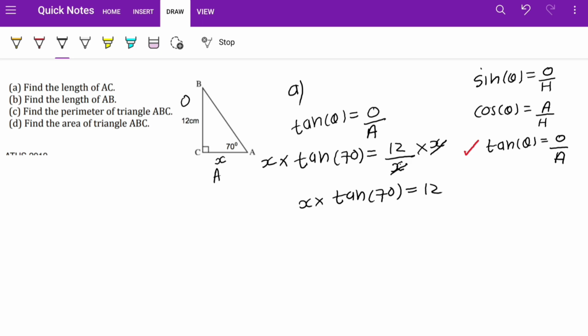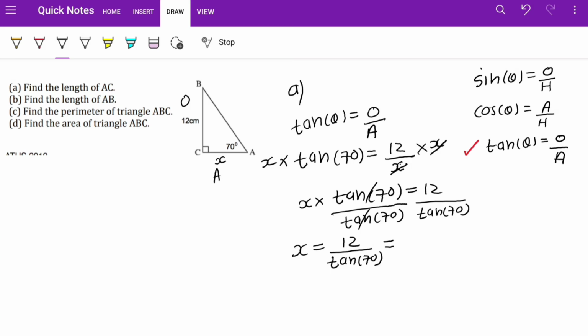Now we divide both sides by tan 70. So this cancels out, so we get x equals 12 over tan 70, and plug this number into your calculator and you will get 4.367. So we'll round it to one decimal place, so we get x equals 4.4 centimeters to one decimal place, and we will save this number in our calculator as A because we'll need it later on.